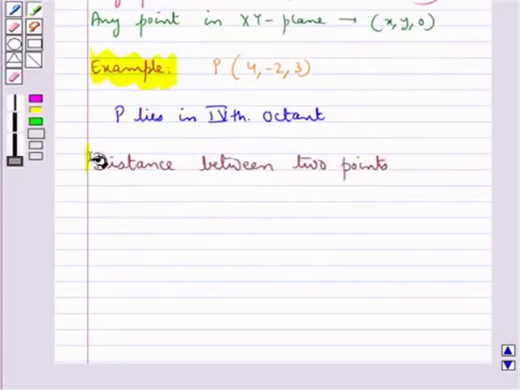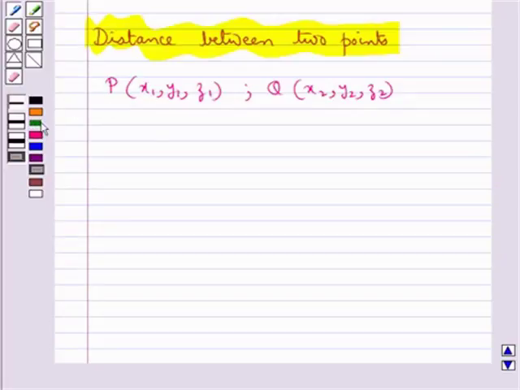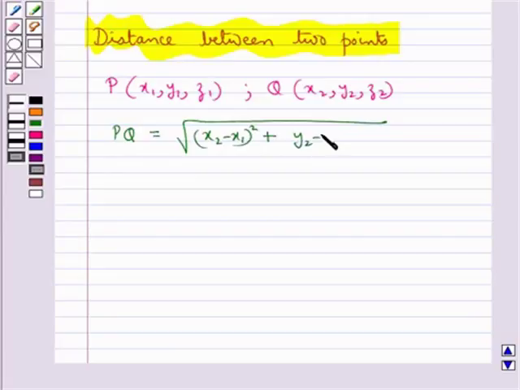Next we discuss distance between two points. Suppose we are given 2 points P and Q. Let the coordinates of point P be x1, y1, z1 and the coordinates of the point Q be x2, y2, z2. Then the distance between these 2 points P and Q is given by PQ equal to square root of x2 minus x1 the whole square plus y2 minus y1 the whole square plus z2 minus z1 the whole square.